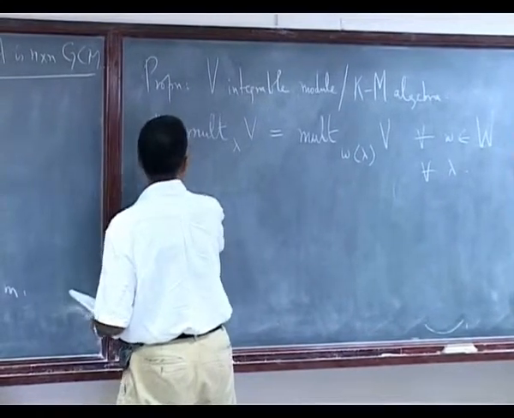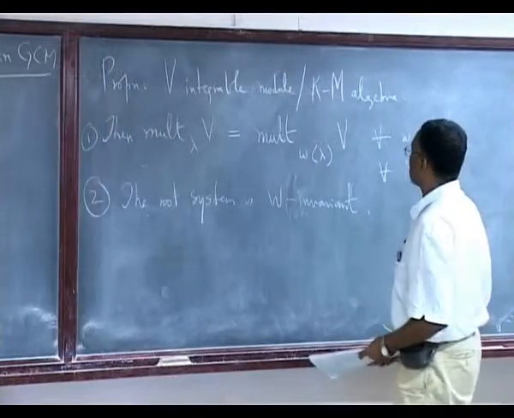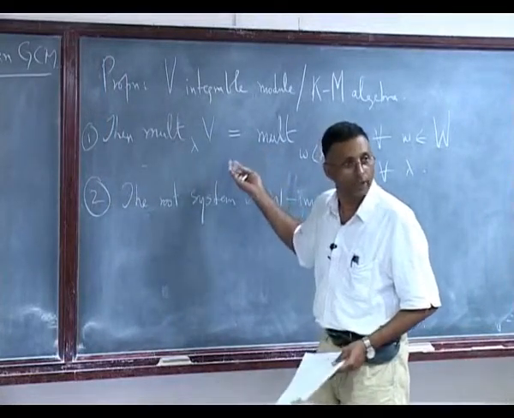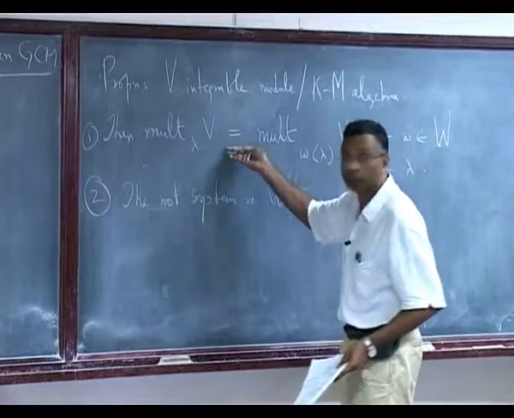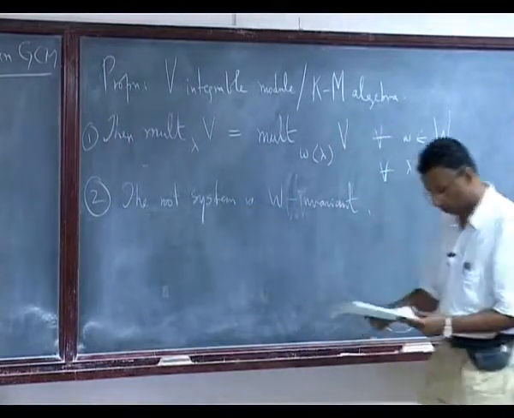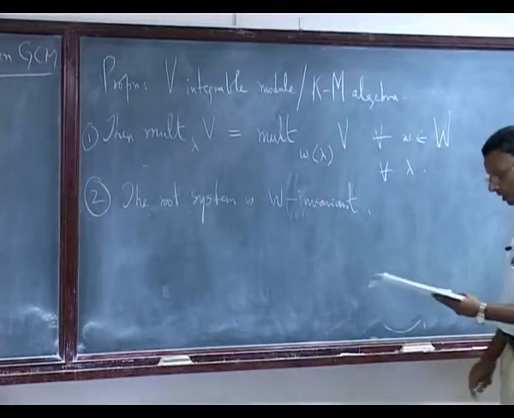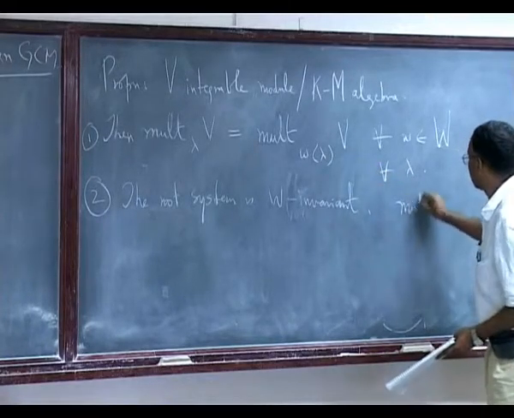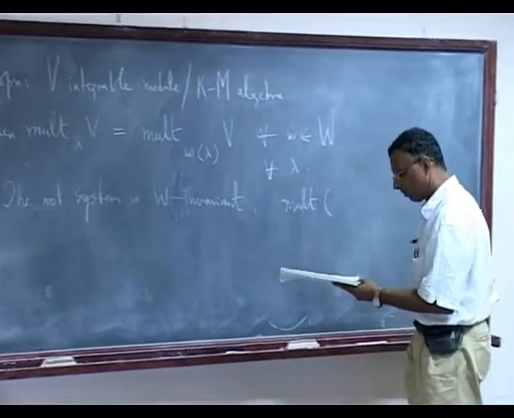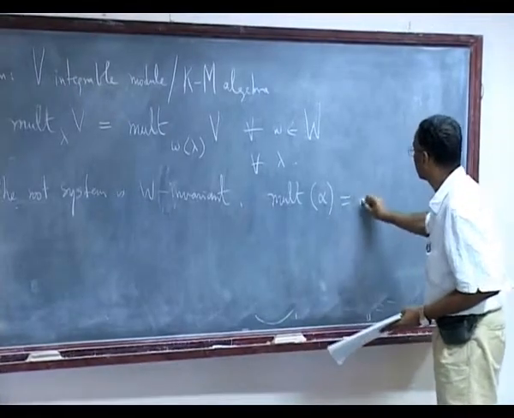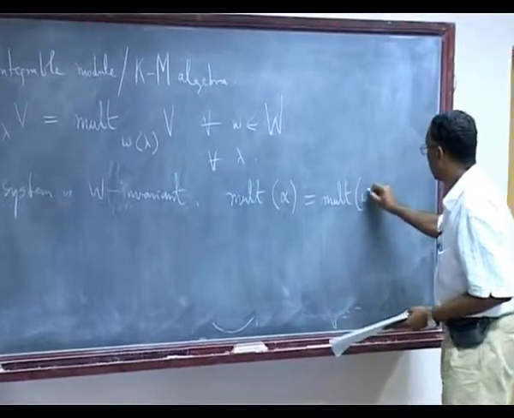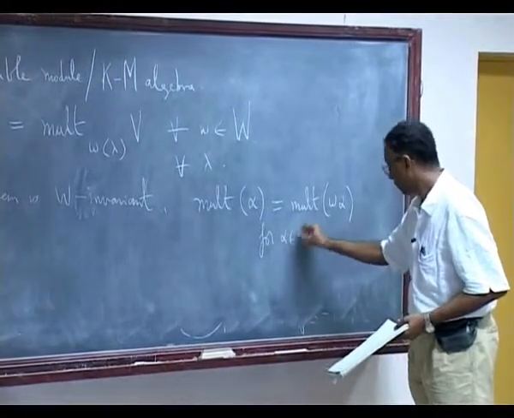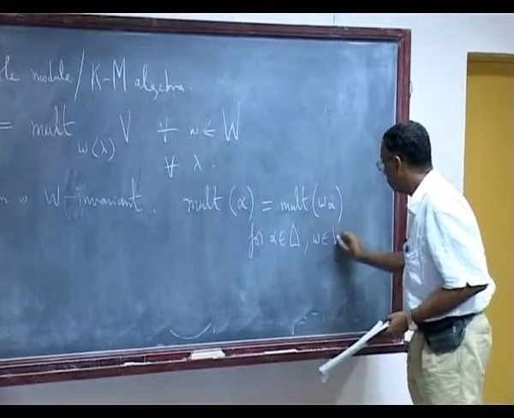So in particular, because roots are the weights of the adjoint representation, just the special case of this tells me that the root system is W invariant. Moreover, by this, the multiplicity of alpha is equal to the multiplicity of W alpha for alpha a root and W in the Weil group.